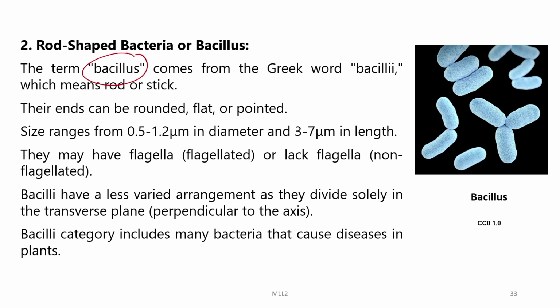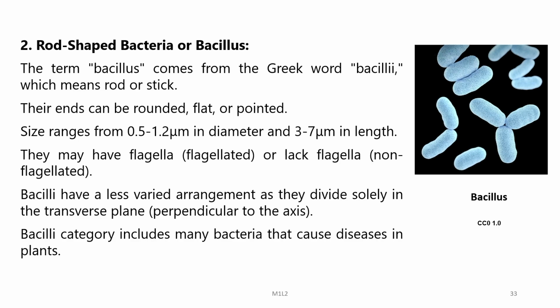The term bacillus comes from the Latin word bacillus, which means rod or stick. Their ends can be rounded, flat or pointed, and their size ranges from 0.5 to 1.2 microns in diameter and 3 to 7 microns in length. They may be flagellated, or they may lack flagella and be non-flagellated. Bacilli have a less varied arrangement as they divide solely in the transverse plane, which is perpendicular to the axis.